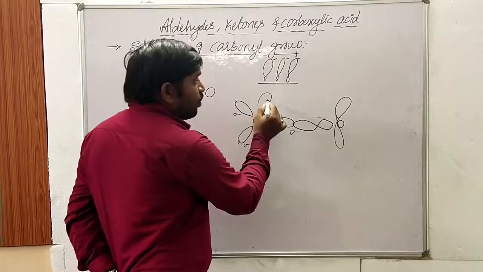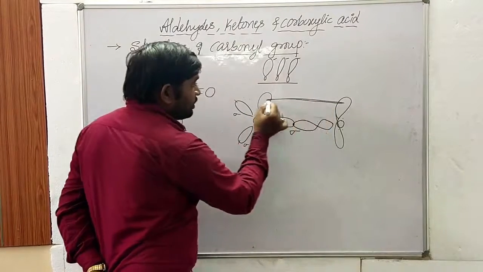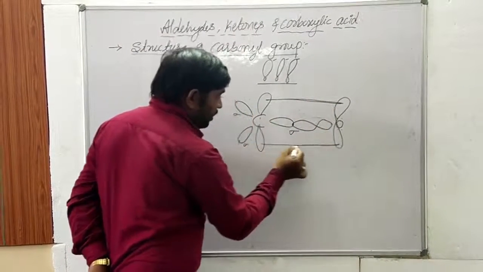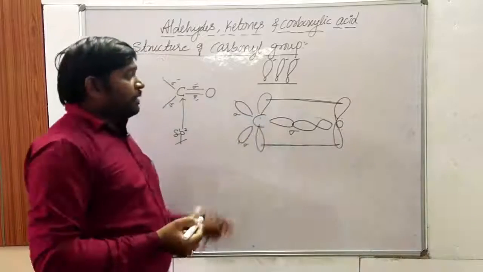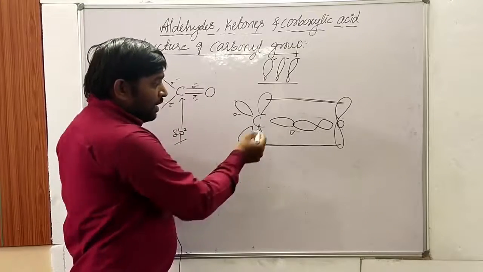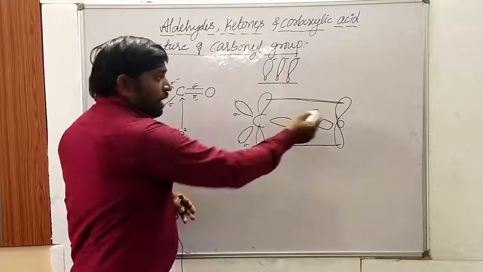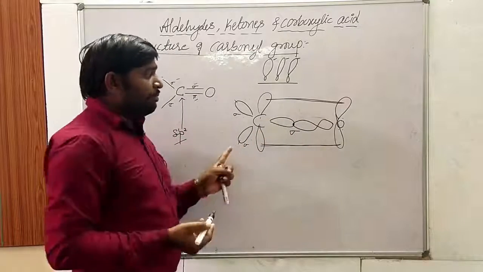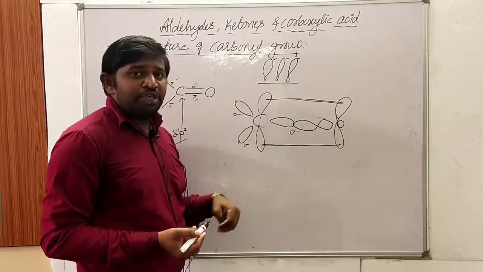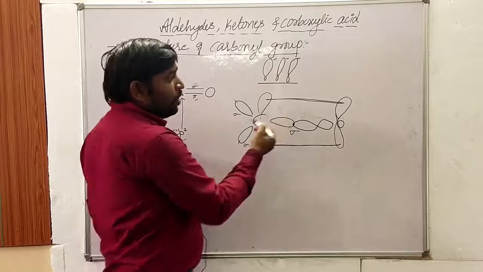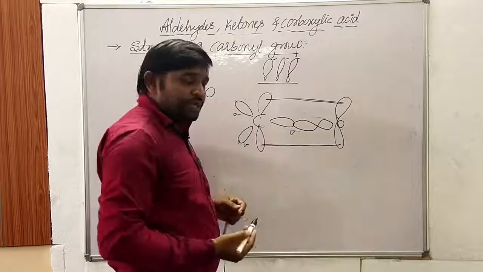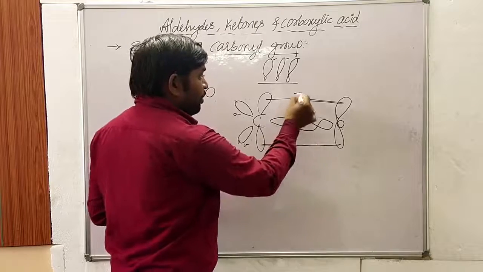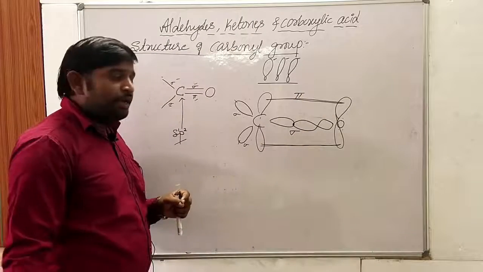By sideways overlapping of this oxygen and carbon, that leads to the formation of a pi bond. One orbital is above the plane and another orbital is below the plane. So two are above the plane and another two are below the plane. Due to overlapping of carbon p atomic orbitals with oxygen p atomic orbitals, which undergo lateral overlapping between carbon and oxygen, that leads to the formation of a pi bond.